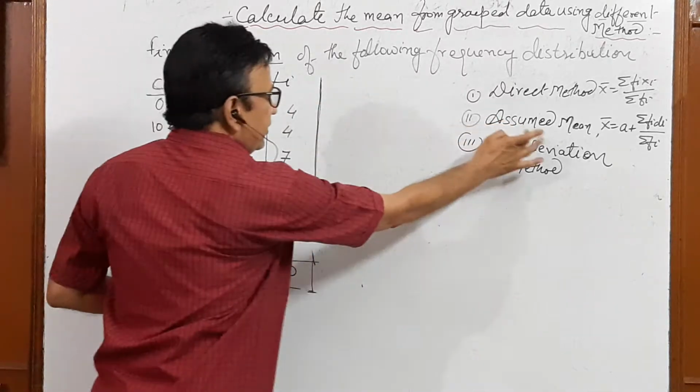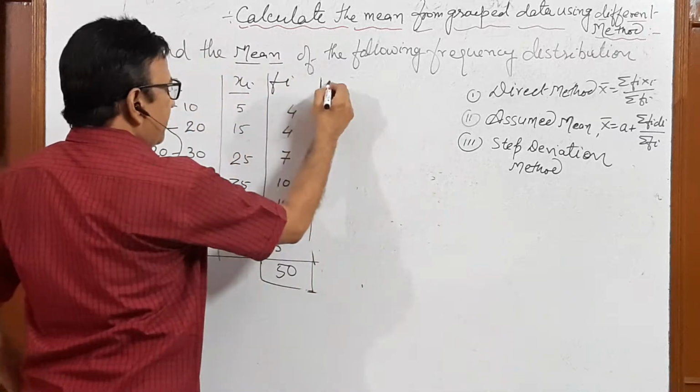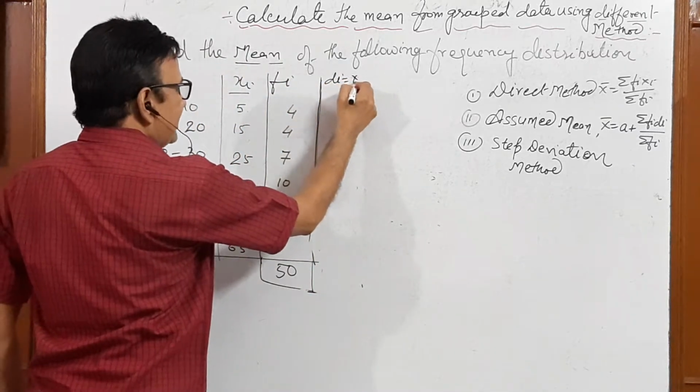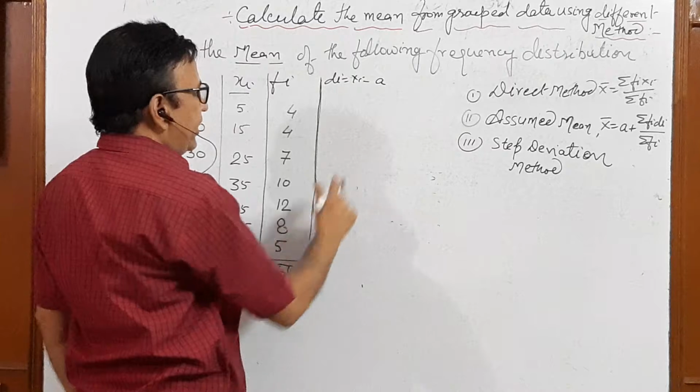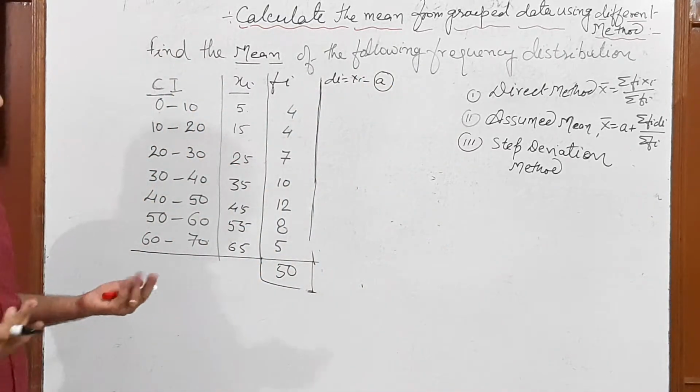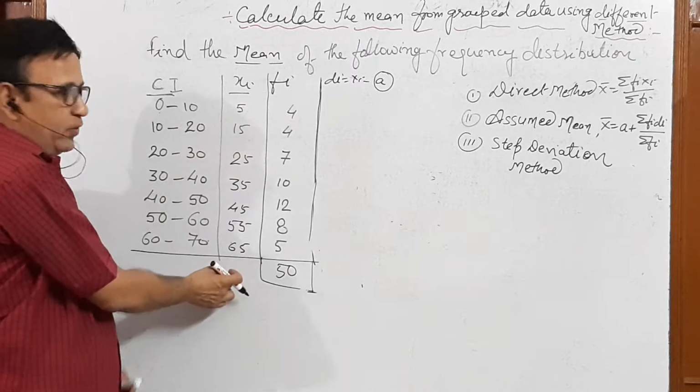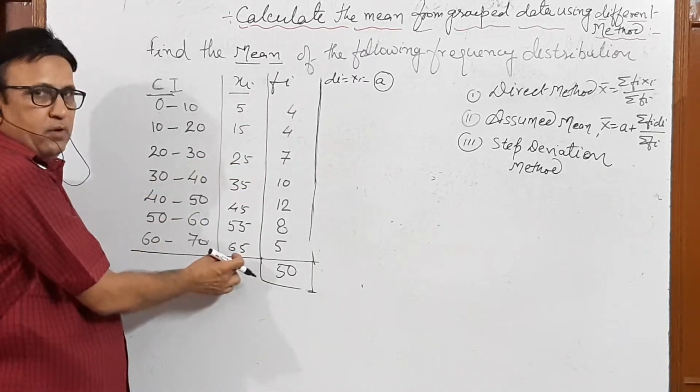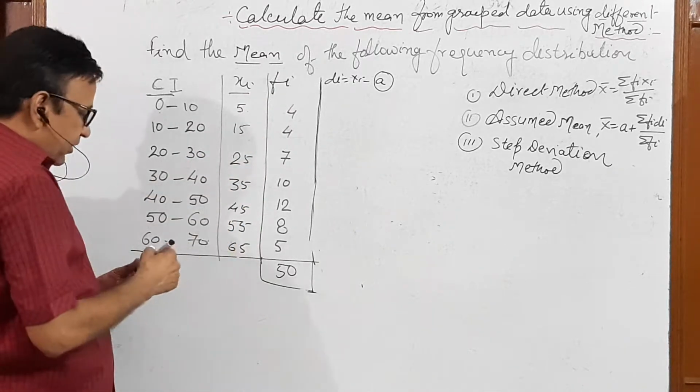Now in the assumed mean method we need di. di means xi minus a. Now see, very important, what is it? a means the assumed mean. You have to assume it from the xi values. Any digit you can assume. Right? Suppose I assume here 25.